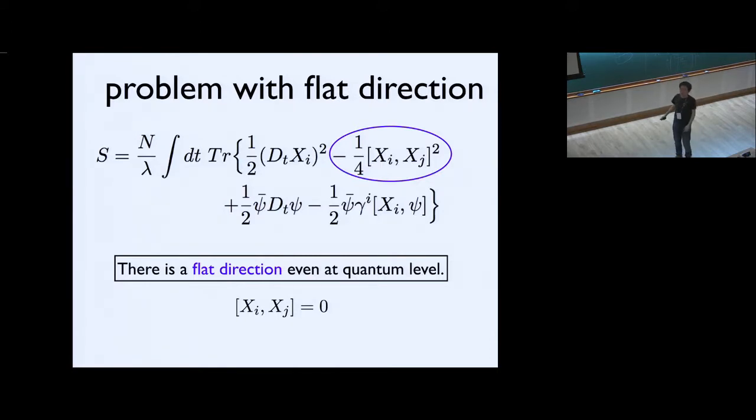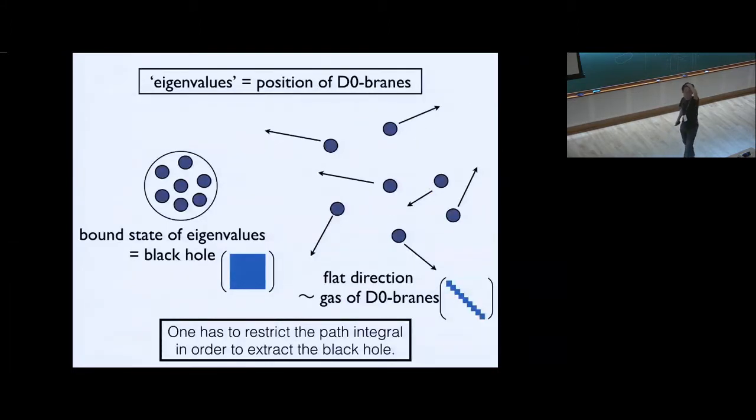But with supersymmetry, this flat direction is not lifted. So this is a flat direction which exists even at the quantum level, and it can make simulation very unstable. Actually, this is not a bug, this is a feature of the theory.